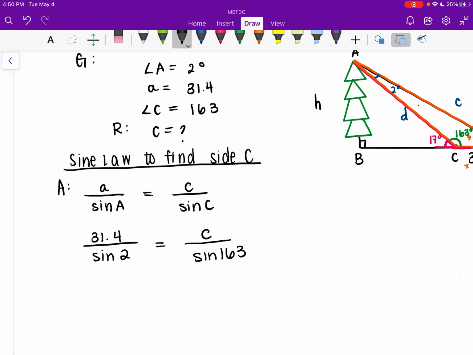And now I just want to get C by itself, so I'm going to isolate. To isolate, I want to get rid of the sine 163 at the bottom, so I'm going to multiply both sides by sine 163.